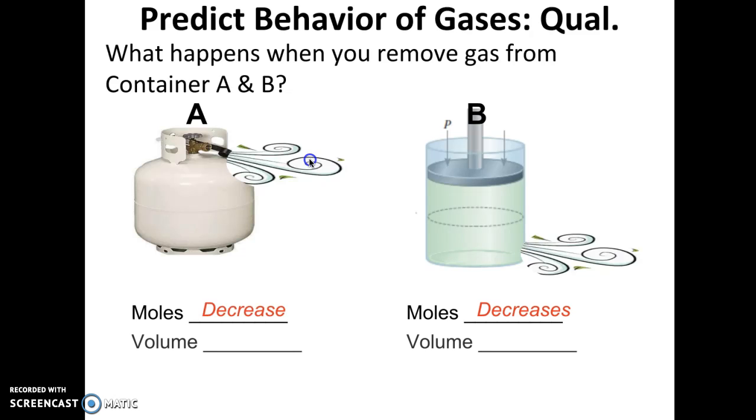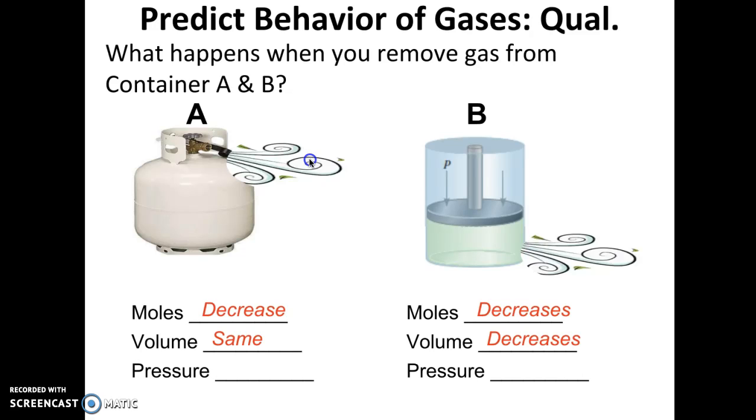So what happens to the moles? In both cases, it will decrease if you remove gas because you have less gas. What about the volume? For A, it will stay the same because it's a rigid container, so the volume doesn't change. But for B, if you remove gas, the piston is going to go down, and so that means the volume is going to decrease.